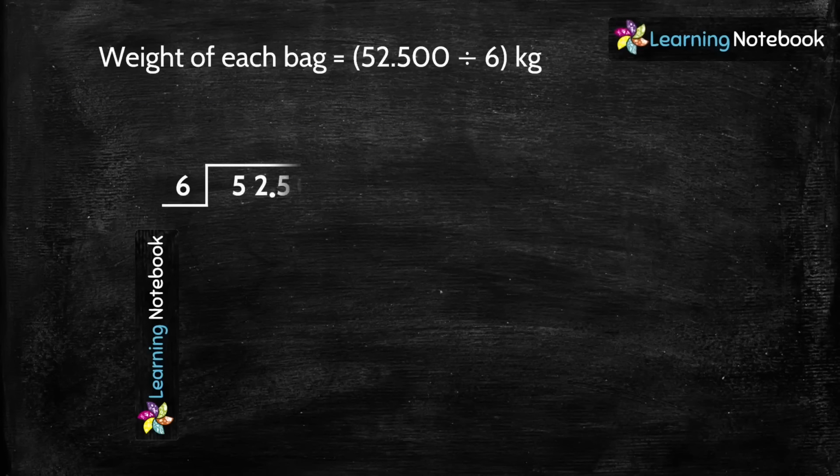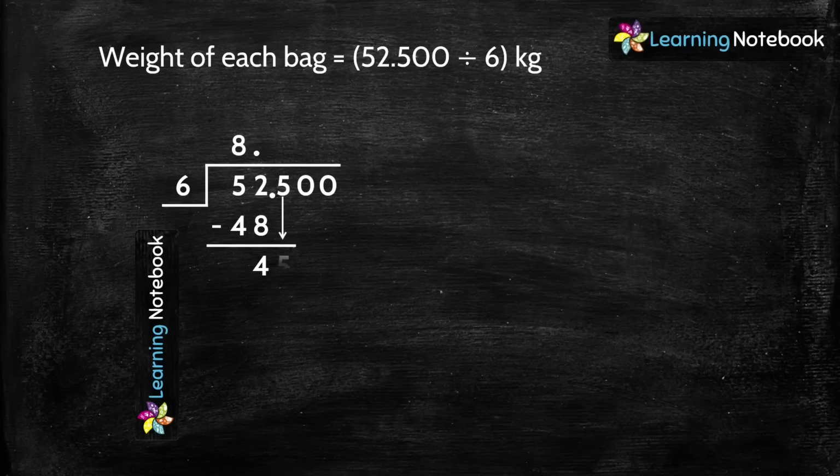So let's divide them. First, we will divide the whole number part, that is 52 by 6. 6 into 8 equals 48, and 52 minus 48 equals 4. Now division of the whole number part is complete. So let's put the decimal point in the quotient.